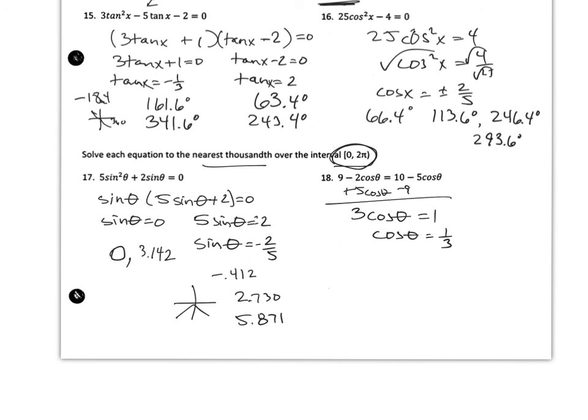And so our angle that we get from the calculator is 1.231. That's nice. And of course, we want that because that's in the first quadrant. And then, of course, we want to put this in the fourth quadrant. So we have to do 2 pi minus 1.231. And we get 5.052.